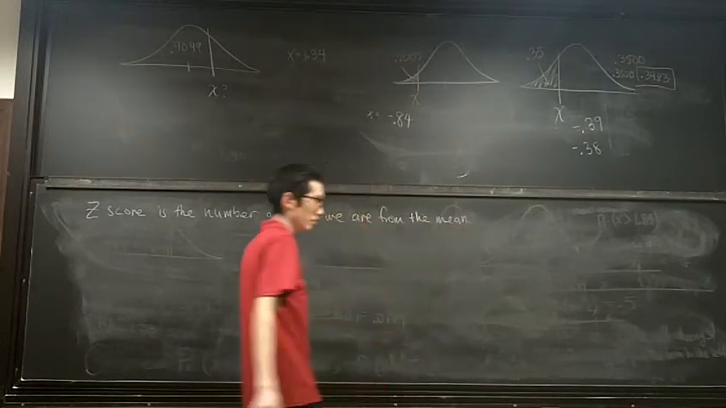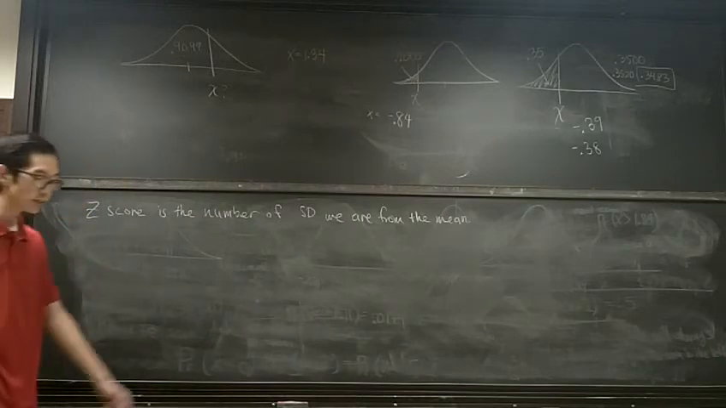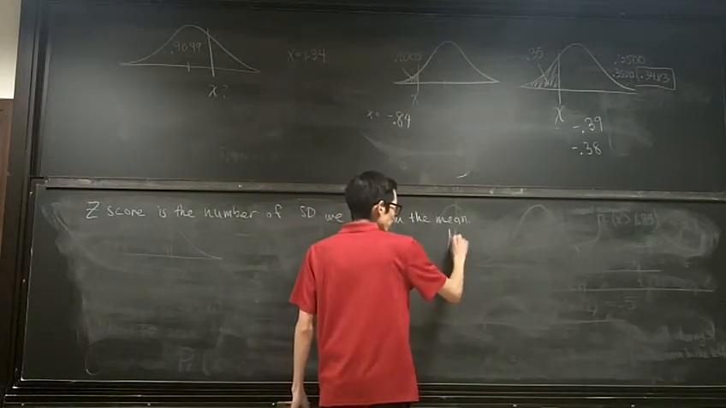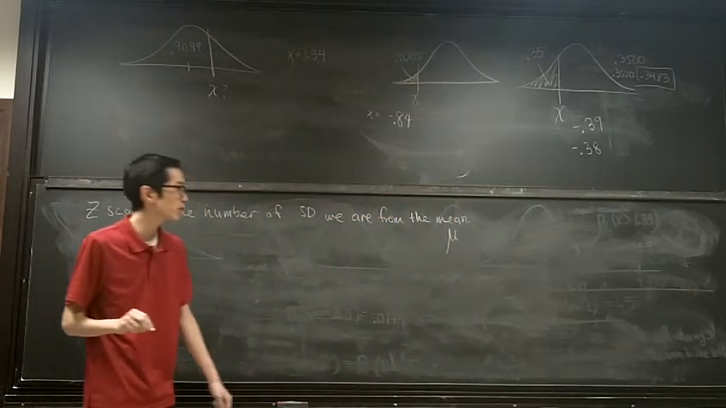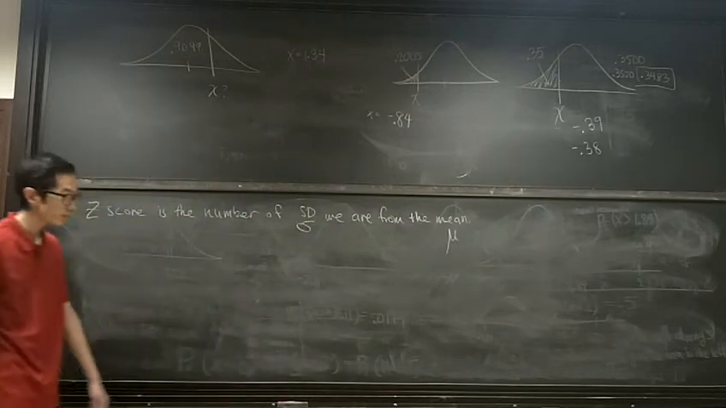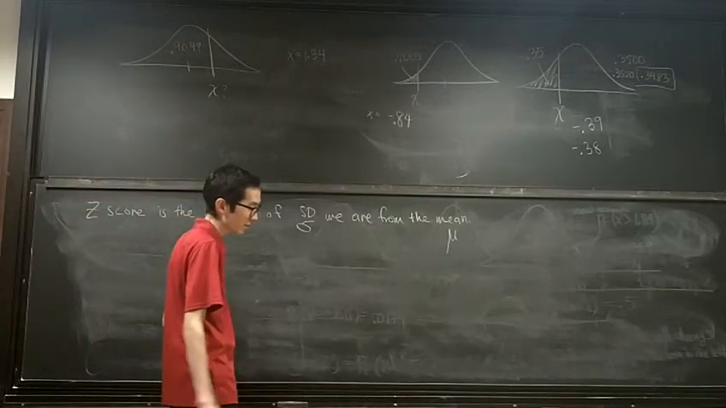Now, today I showed you two symbols for the mean and standard deviation. What is the symbol we use for mean? It's called mu. And what was the symbol we used for standard deviation? It looks like a 6 that fell over. That's sigma.